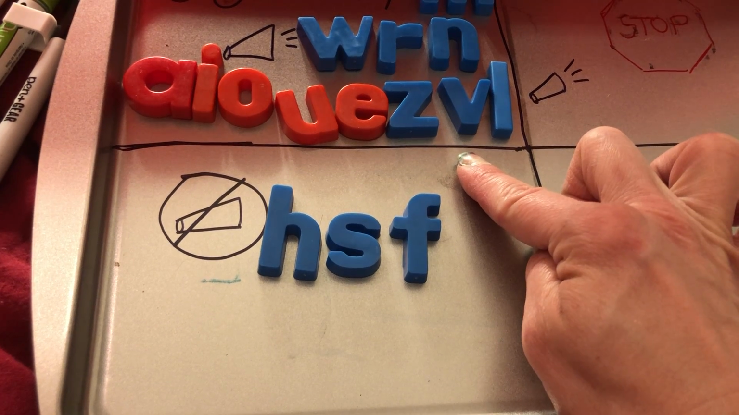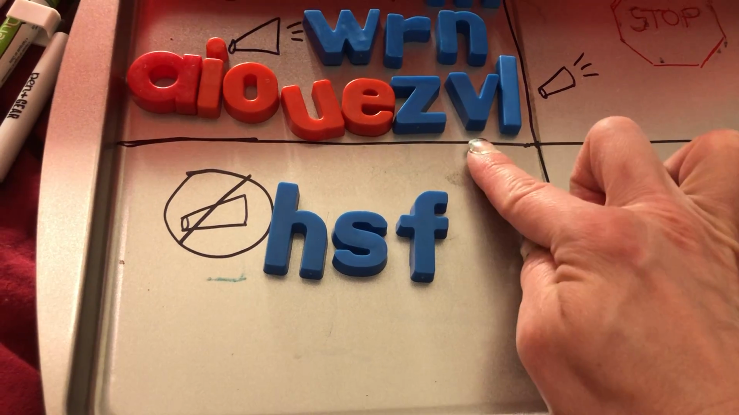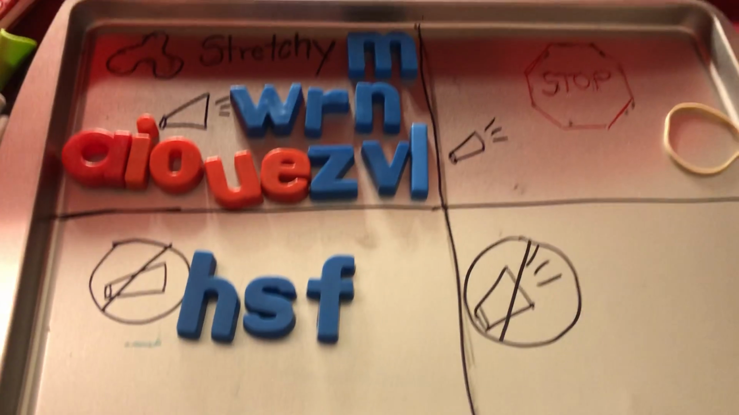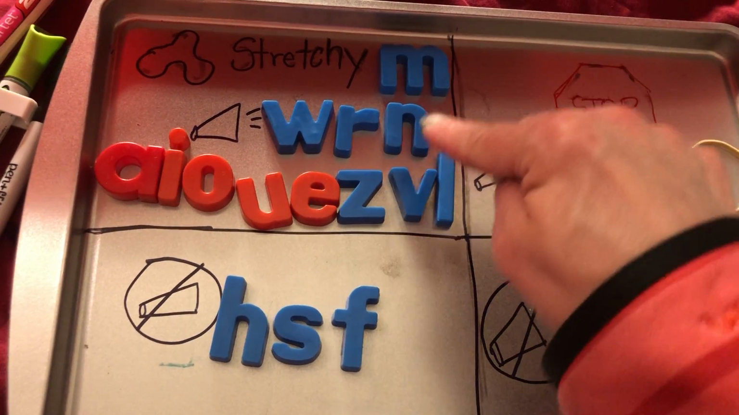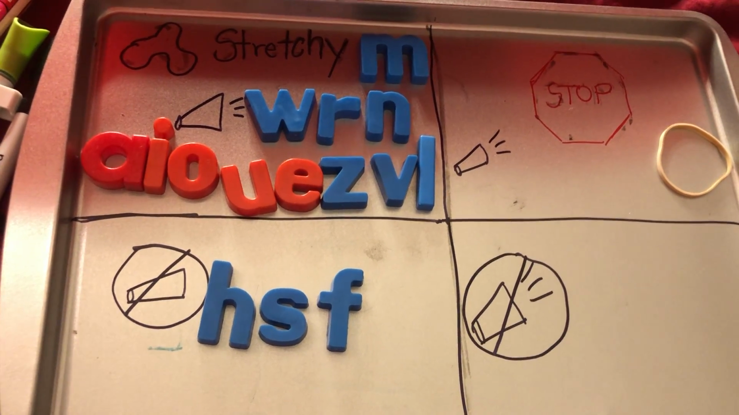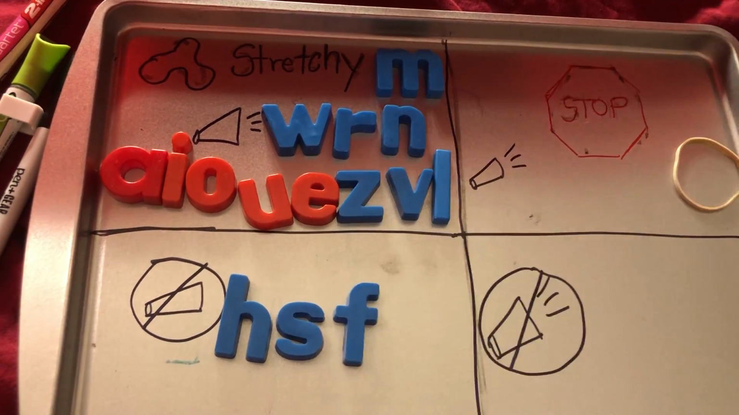Try the difference in that one with me. Did you hear it? Good. We also talked about how M and N are the nosy neighbors. They are neighbors because they stand next to each other in the middle of the alphabet.